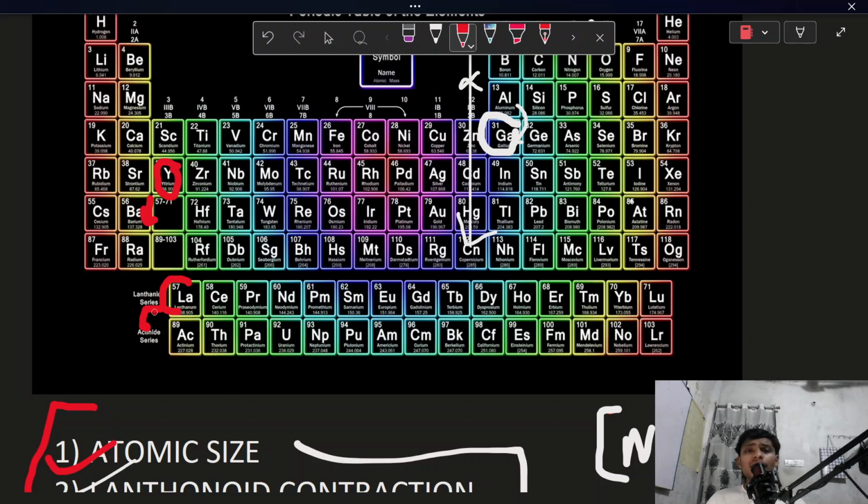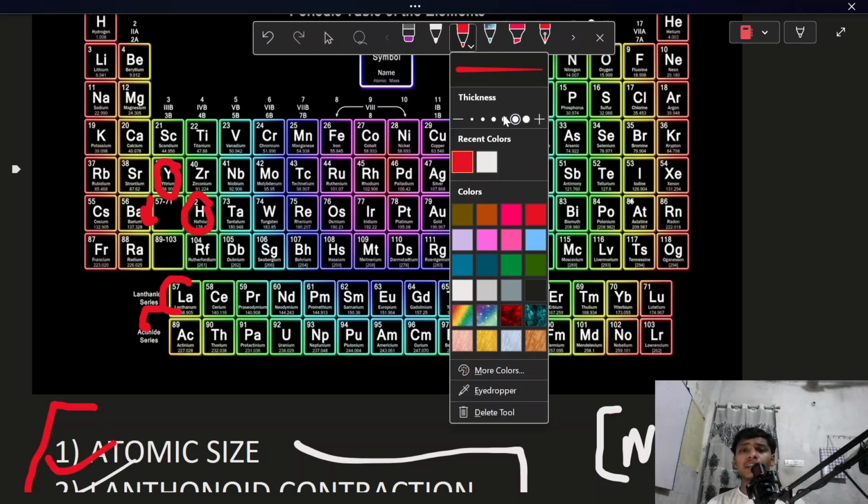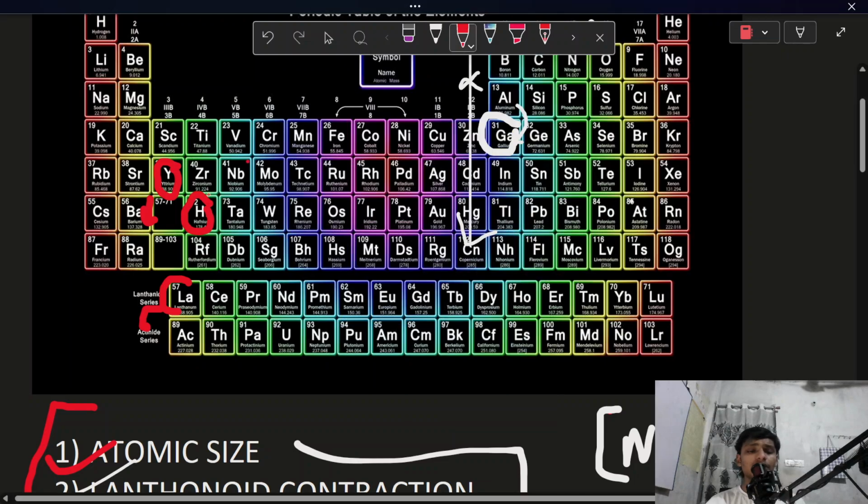Then we have zirconium and hafnium. So let's say this hafnium has the 4f orbital. I think I need to decrease the length of the pencil. Yes. So now just start it again.